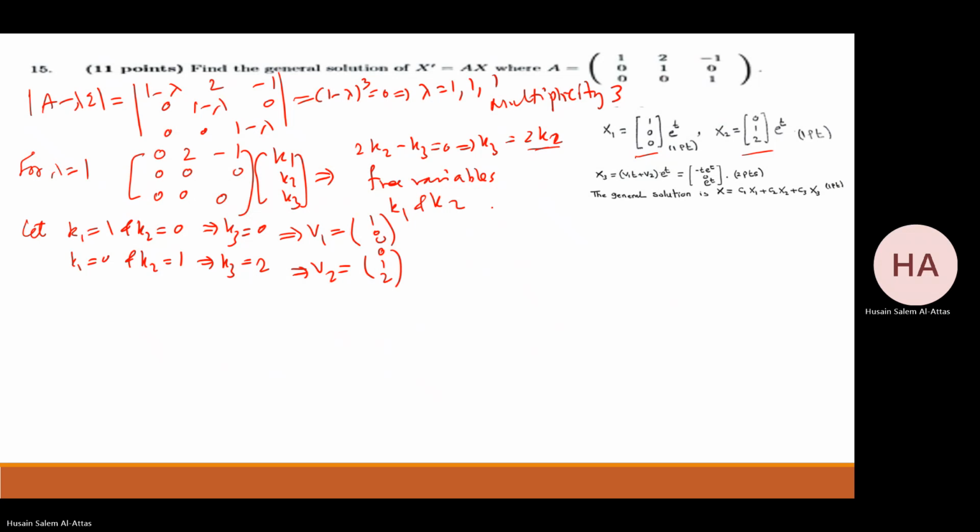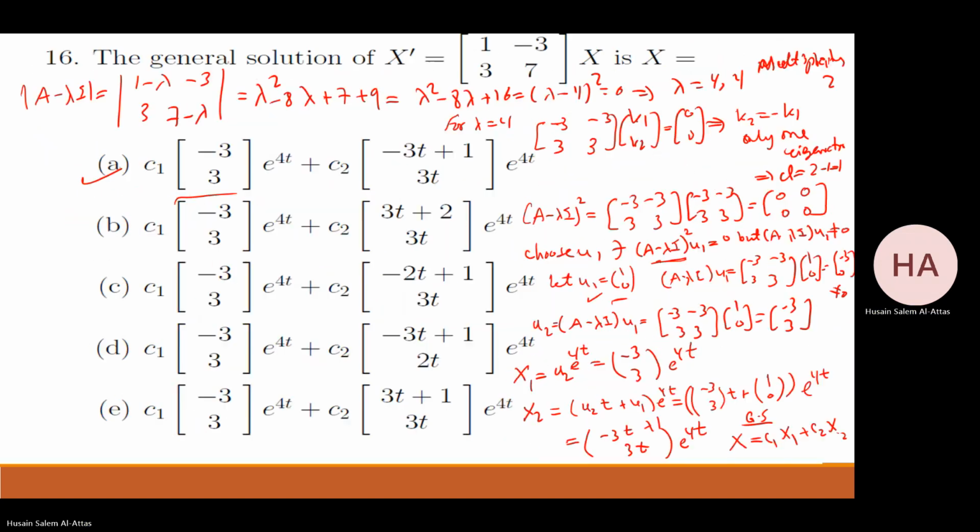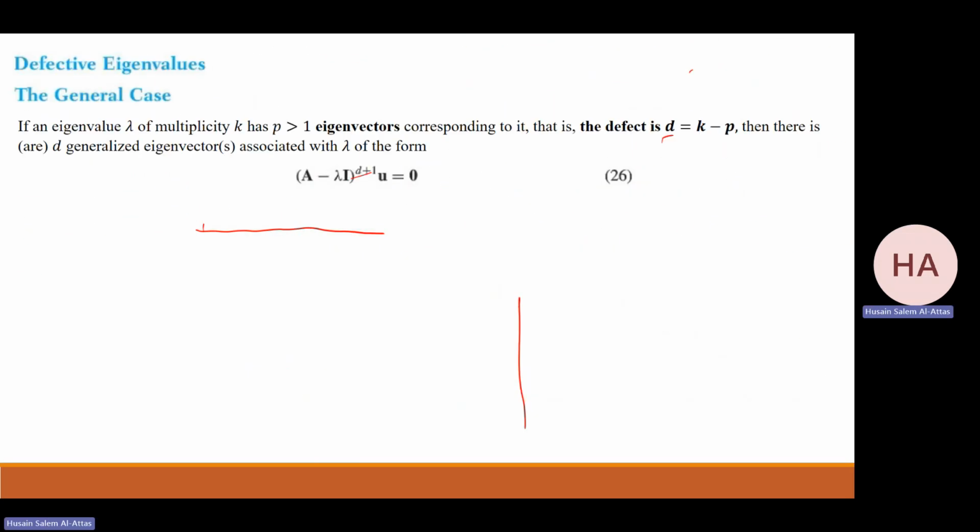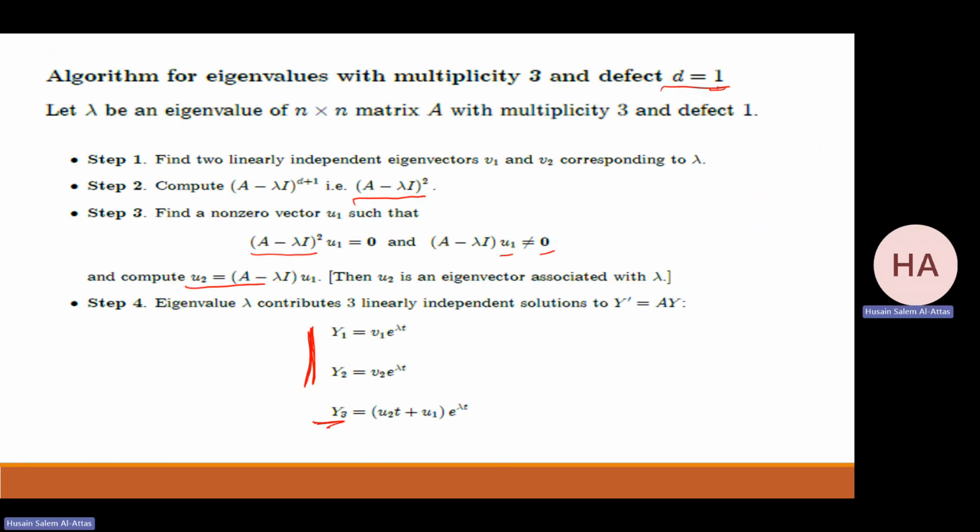So what is the defect? It will be k minus d. I have two linearly independent eigenvectors. So the defect will be 3 minus 2, the multiplicity minus the number of linearly independent eigenvectors. That will be 1. So this is the case: you have multiplicity 3 and the defect is 1. So I find these two easily. I get the eigenvectors. Now we'll do the long procedure.